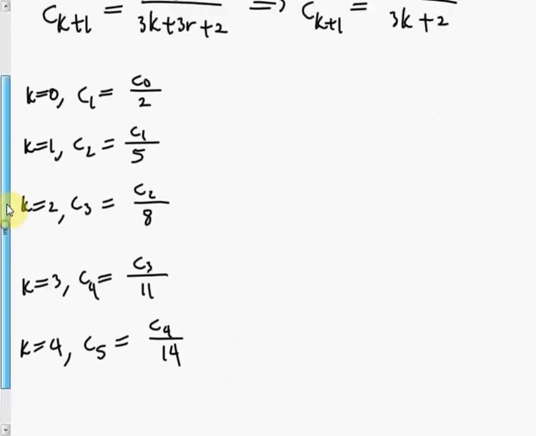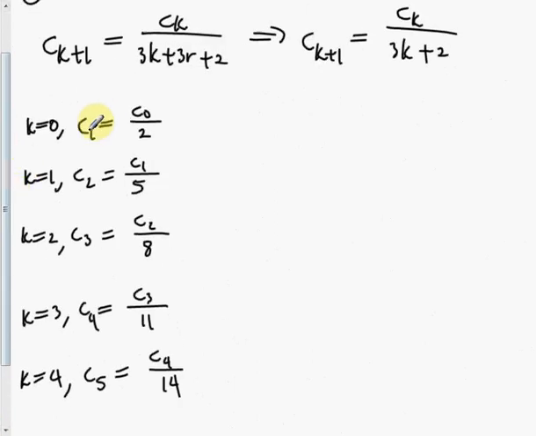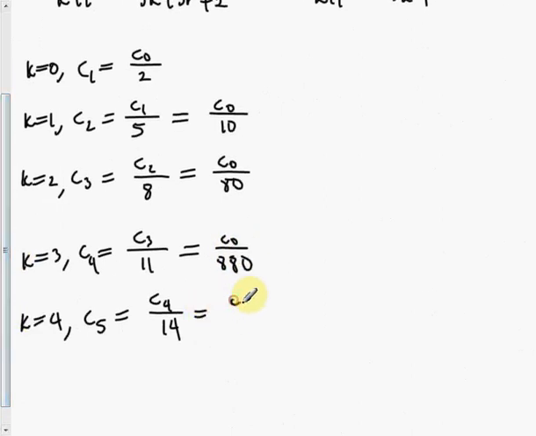Okay, so let's see. Well, c sub 1 depends on c naught, but c sub 2 depends on c sub 1. So this would be c naught all over 5 times 2, we get 10. C sub 3 depends on c sub 2, so that's c naught all over 8 times 10, we get 80. And so c sub 4 depends on c sub 3, that's c naught over 880. And then this is c naught over 14 times 880.